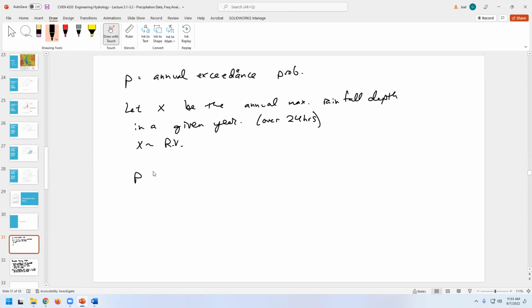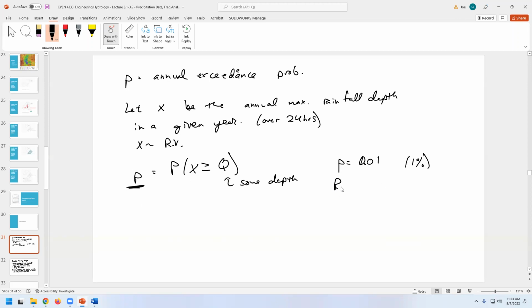We'll define this probability, lowercase p, as equal to the probability that X is greater than or equal to some rainfall depth. I'm going to say Q just because I don't want to use P again, but this would be some depth. The probability that X equals or exceeds some depth is our lowercase p here. So usually we designate this P and then we find what X is, or Q in this case. So say P is equal to 0.01 or 1%. Q has a probability of being equaled or exceeded 1% of the time.